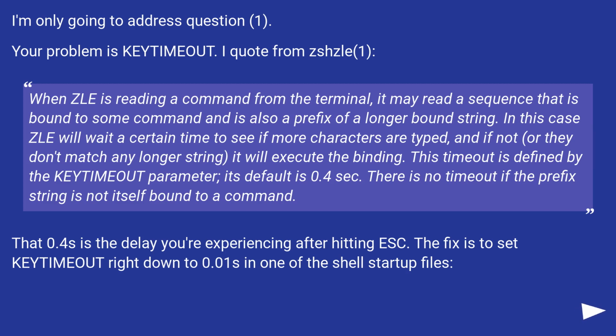This timeout is defined by the KEYTIMEOUT parameter. Its default is 0.4 seconds. There is no timeout if the prefix string is not itself bound to a command. That 0.4s is the delay you're experiencing after hitting escape. The fix is to set KEYTIMEOUT right down to 0.01s in one of the shell startup files.